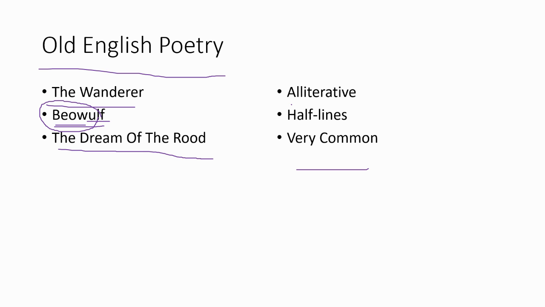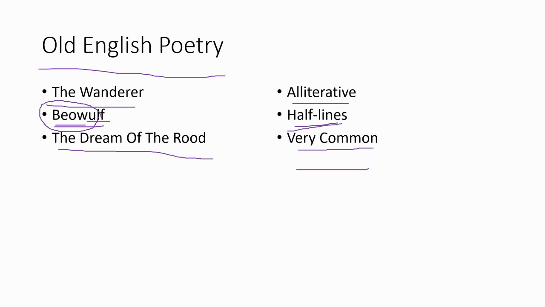Old English poetry is alliterative, so it will use a lot of repeated consonant sounds. It's organized in half lines. So there will be full lines made of half lines. Each half line will have alliteration that matches the alliteration of the line before it. And poetry is very common. It is a genre that you'll see a lot of if you learn Old English.